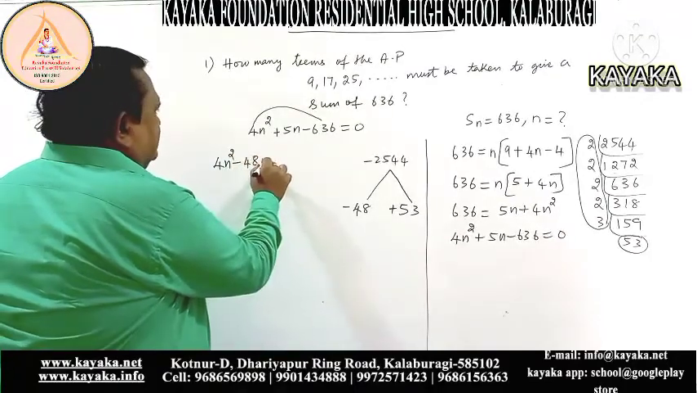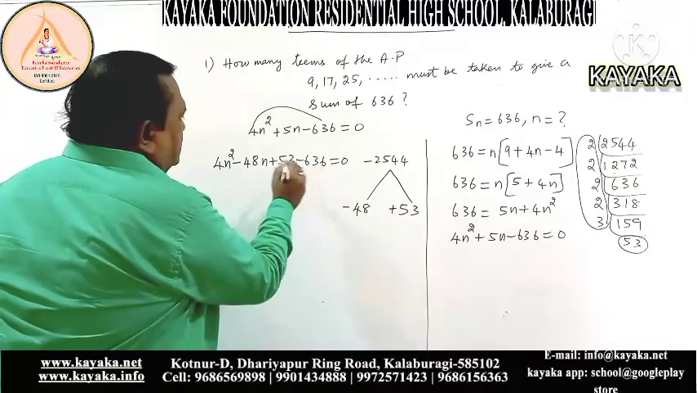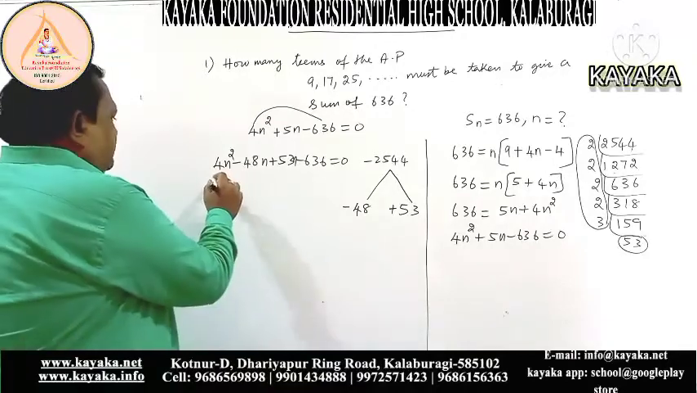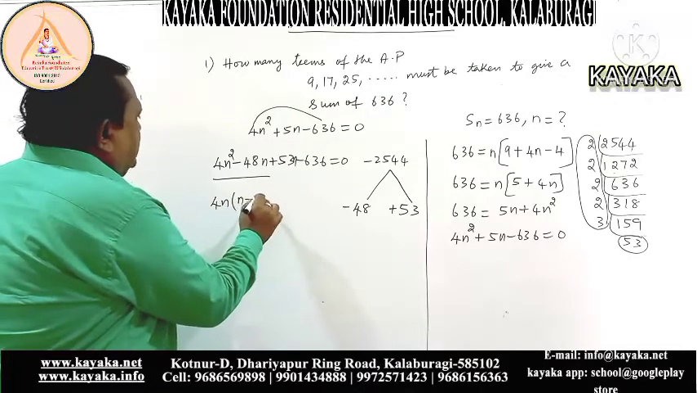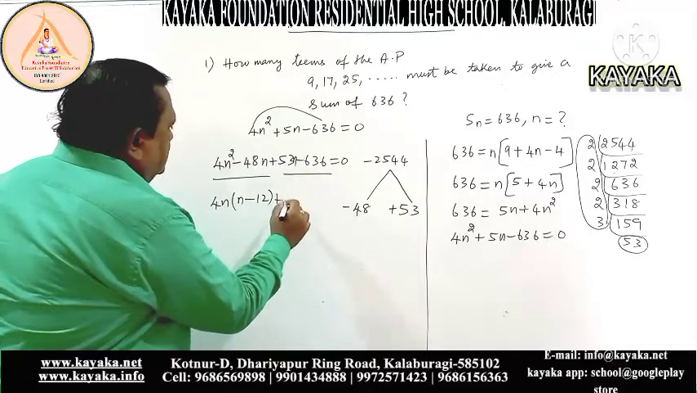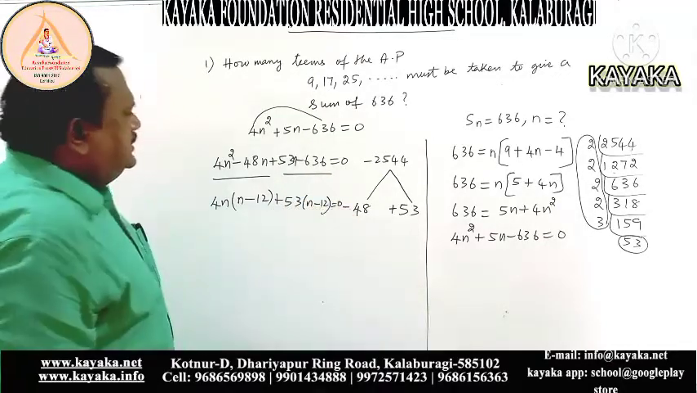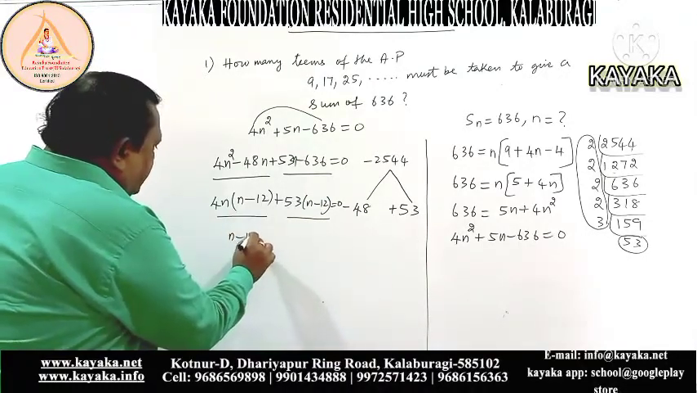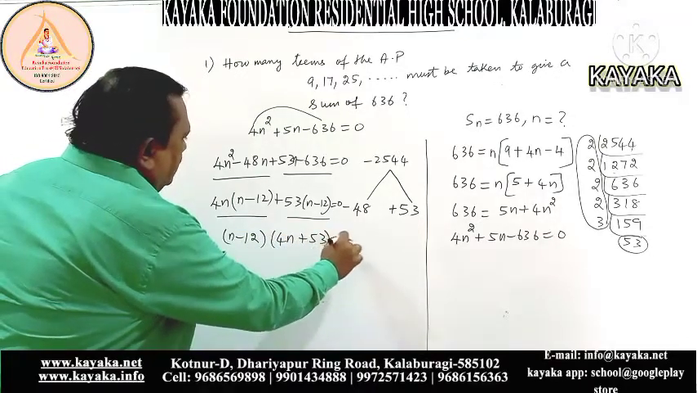Therefore, you will get 4n square minus 48n plus 53n minus 636 will be equal to 0. From the first two terms, you can take 4n common. You will get n minus 12. From these two terms, you can take 53 common. You will get n minus 12 will be equal to 0. Okay, dear children. Again, this is a separate term. You take n minus 12 common. You will get 4n plus 53 will be equal to 0.